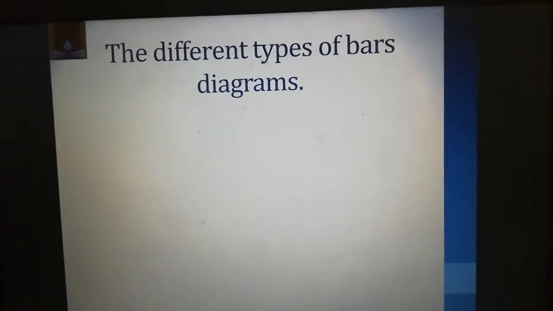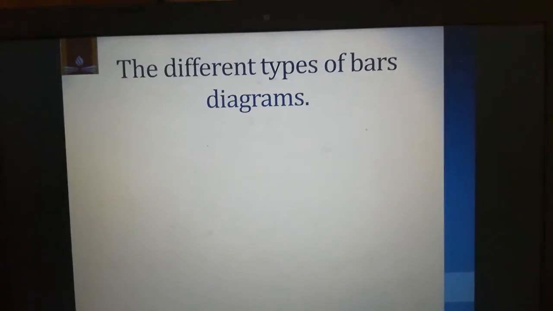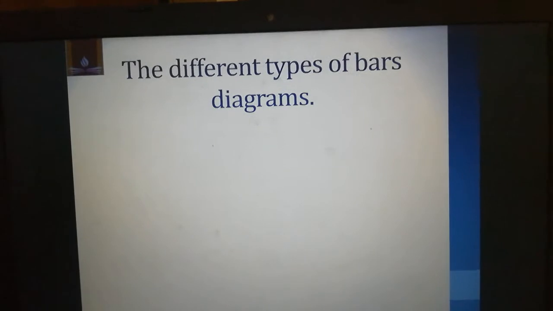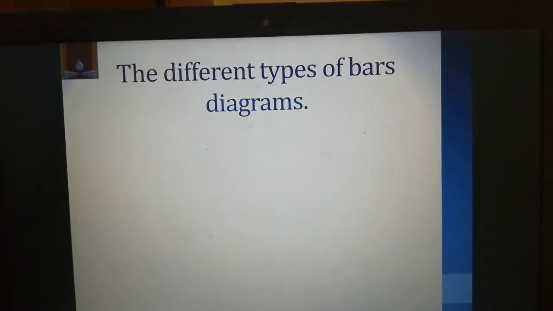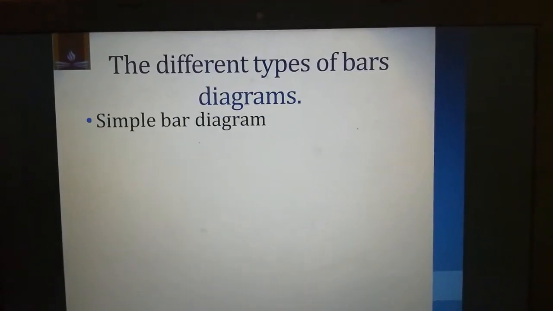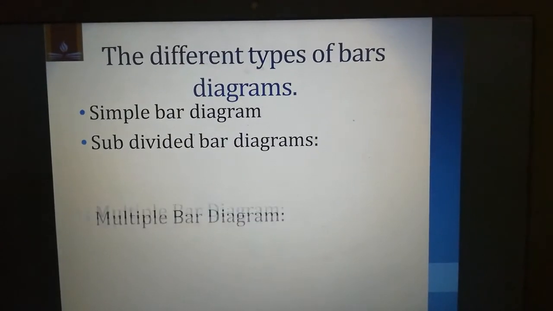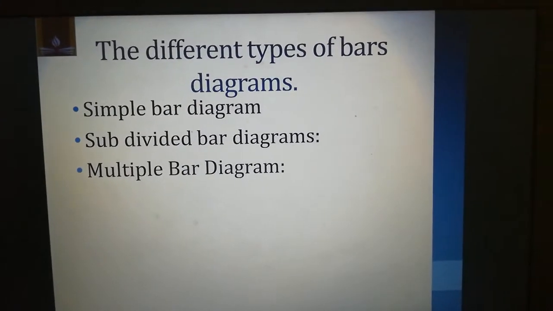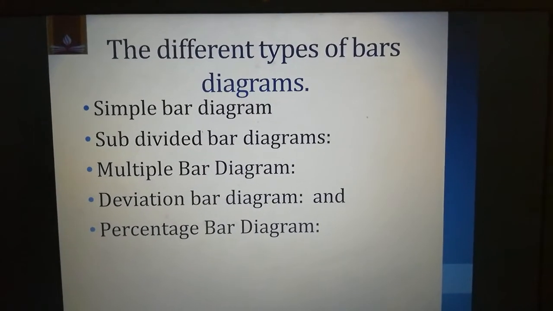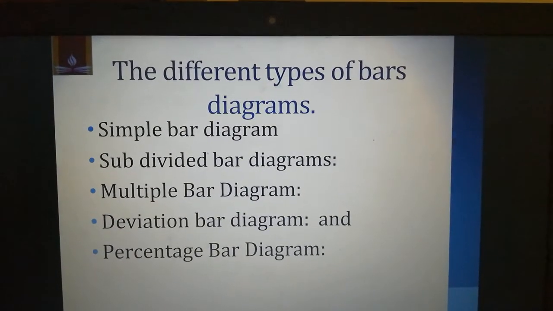There are different types of bar diagram. We could see, especially in the nursing field for studies, we represent our data after organization in different ways of bar diagram. So the commonly used bar diagrams are simple bar diagram, subdivided bar diagram, multiple bar diagram, deviation bar diagram, and percentile bar diagram. Let's see one after the other.